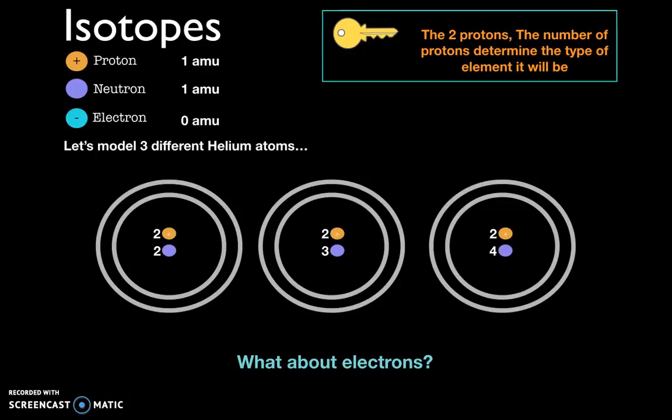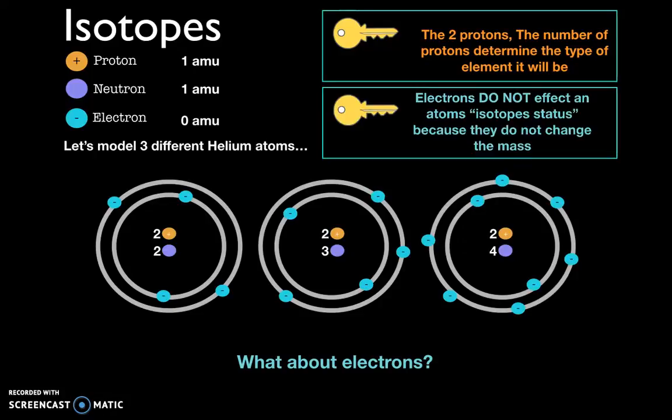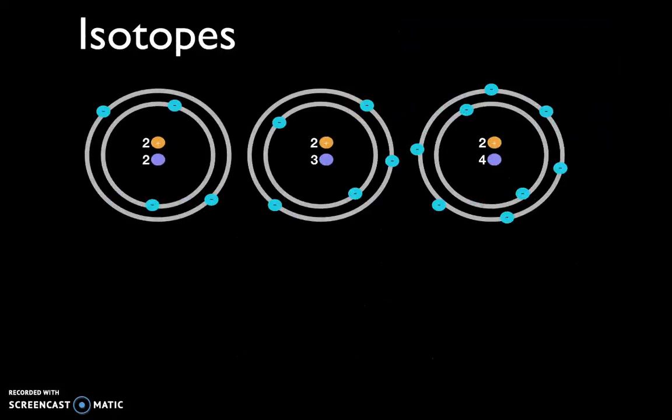So what about our electrons? We didn't really talk about what happens if we change the number of electrons. You can see in these images that I put different numbers of electrons on all 3 of these atoms. The key thing is that the number of electrons does not affect the type of isotope, and it does not change the mass, because if you remember, our electrons barely have any mass. So it's not going to change the isotopic status of our different atoms, nor is it going to change the mass. So I think we're ready to define what isotopes are.